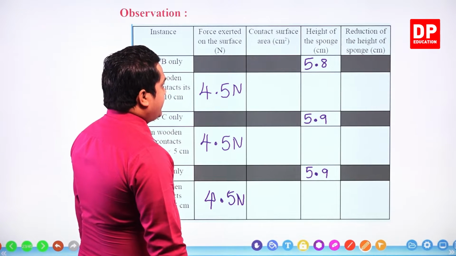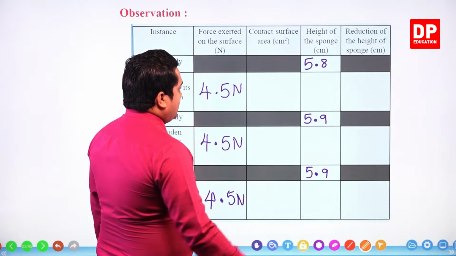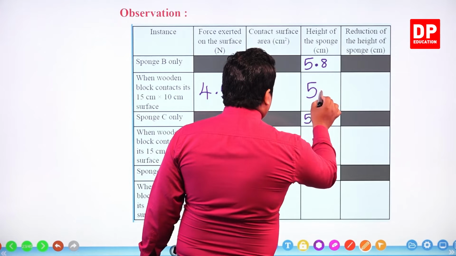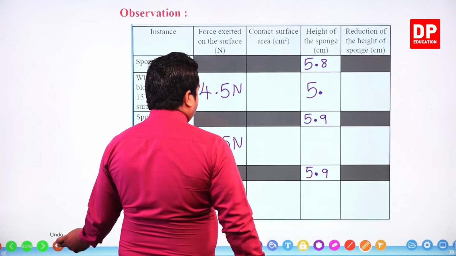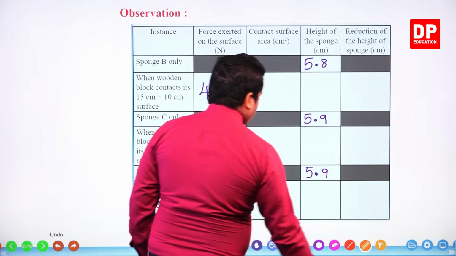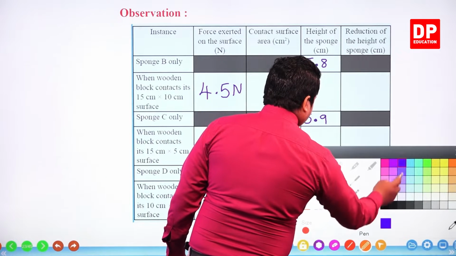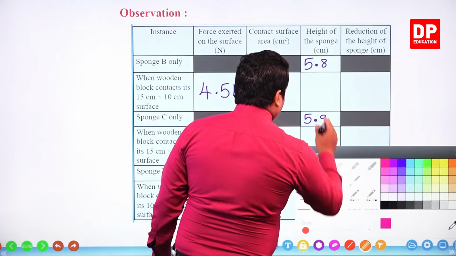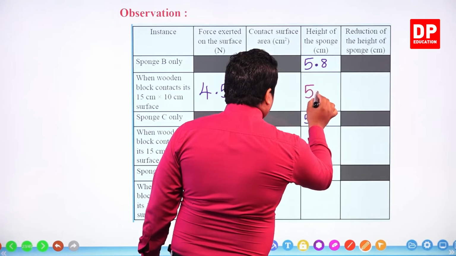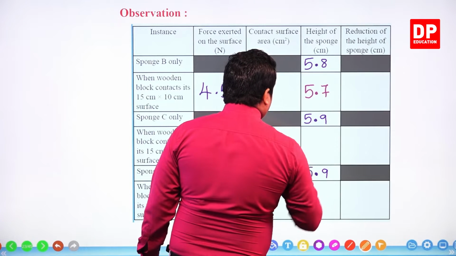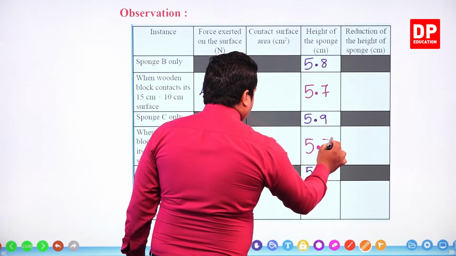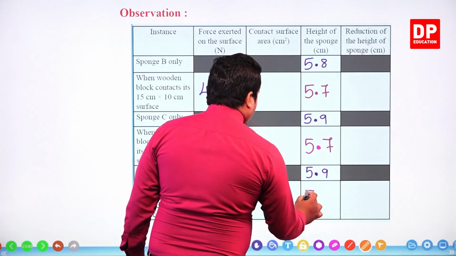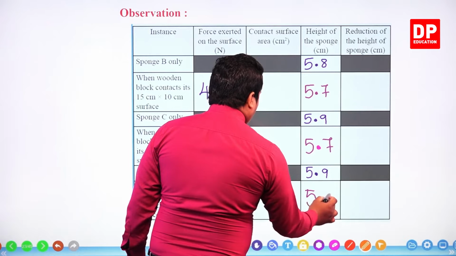Then I am going to show the reduction. Here 5.7, I'll use a different color pen. Then in here also 5.7, but here it got reduced up to 5.1.